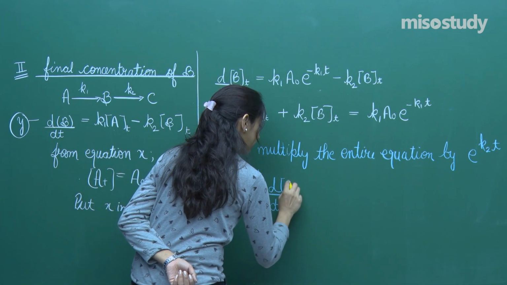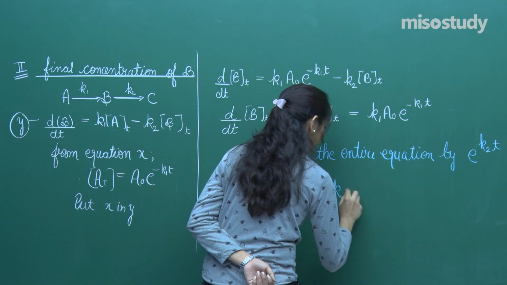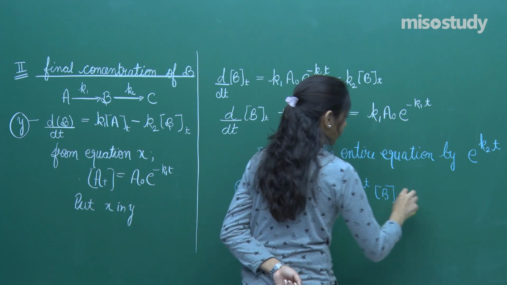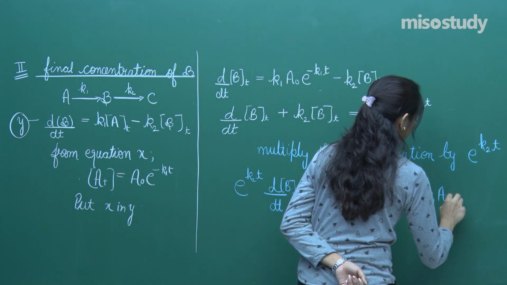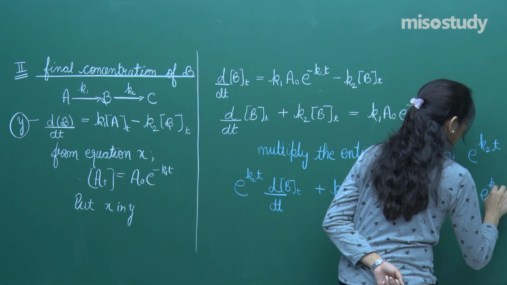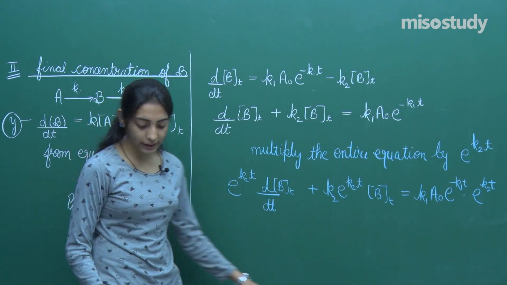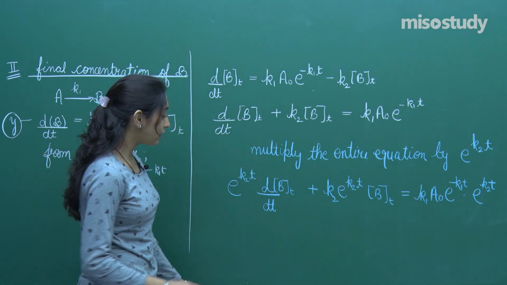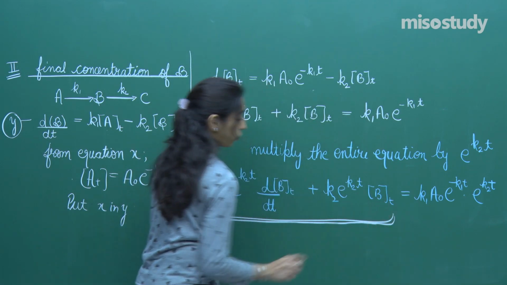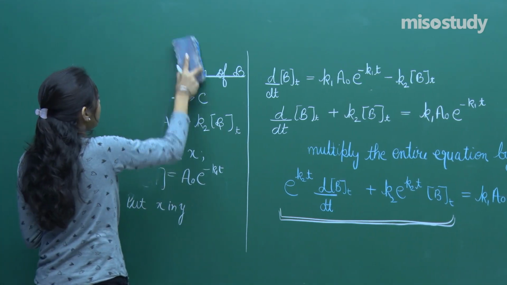So we'll get e raised to the power k2t d by dt of concentration of B at time t plus k2 times e raised to the power k2t concentration of B at time t is equal to k1 a naught e raised to the power minus k1t to be multiplied by e raised to the power k2t. Okay, so that is the final thing that is given to me. Now just look at the left hand side equation on the board.